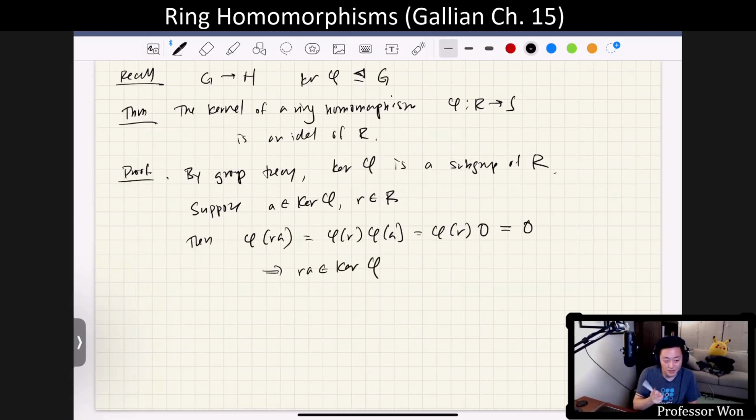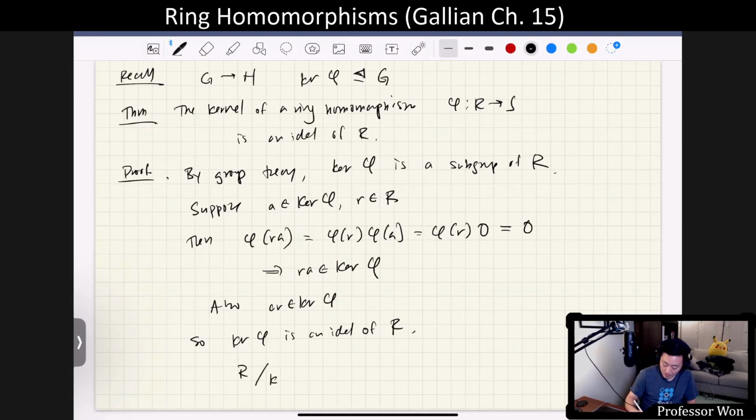And then similarly, just switch the A and the R everywhere. You get that also AR is in the kernel of phi. So the kernel of phi is always a two-sided ideal of R. Okay, which means that we can take the quotient ring of R mod kernel of phi, because the kernel of phi is always an ideal. So therefore, this will make sense.